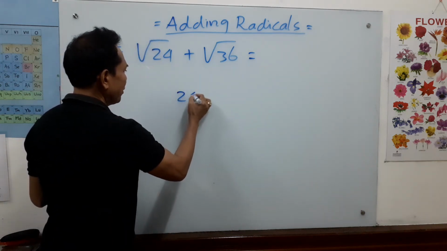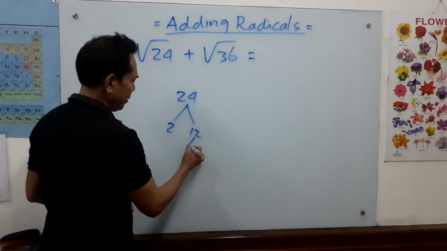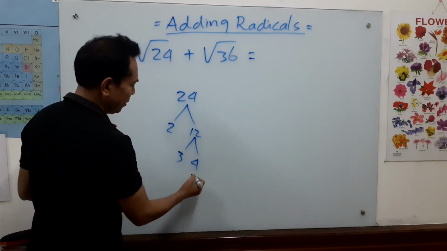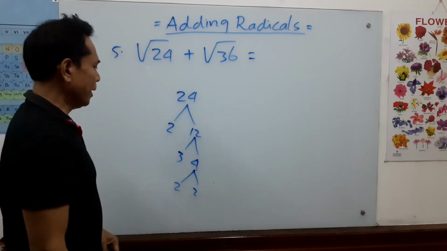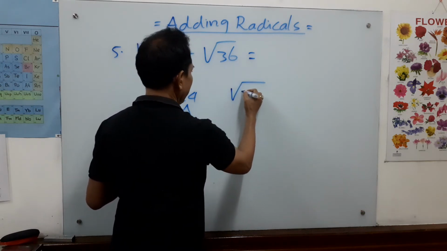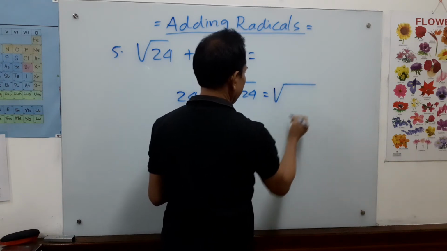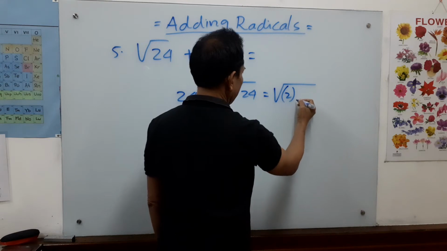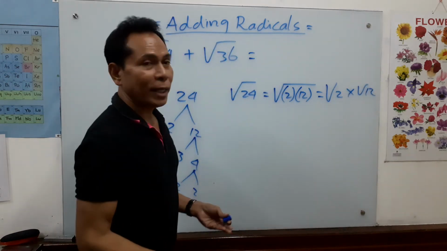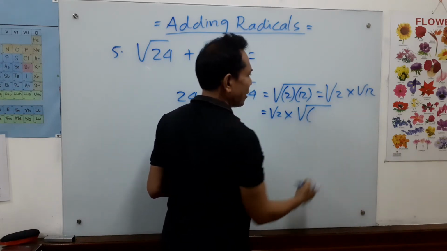Okay, so this 24 here. You have 2, you have 12 here, and then you have 3, you have 4 here, and then you have 2 and 2. Okay? Now, we can also use the other way. So, radical 24. Okay, we need to simplify this, then we bring in. Okay? It equals radical 2 times radical 12. Now radical 2 we cannot break any longer, so we just leave it. So radical 2 times this, we break this one, radical 12, we break it.